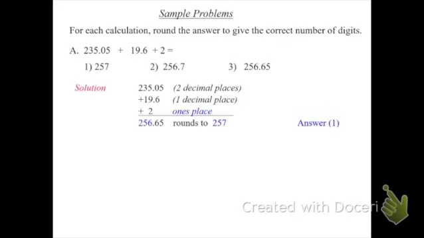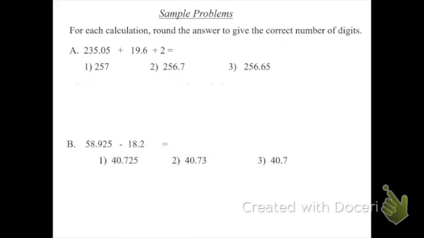Very good. So how about this? This is also another one you can do without even touching a calculator. The first one has 3 decimal places. The second one has 1 decimal place. So the answer should have 1, and therefore it's going to be number 3. All right, very good.